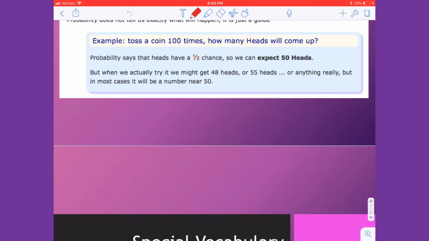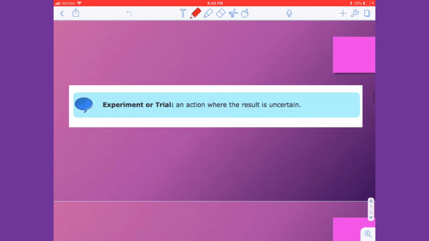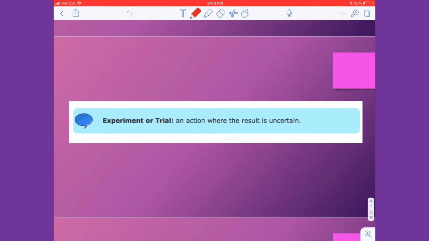So some special vocabulary. The very first one is an experiment or trial. It is an action where the result is uncertain.